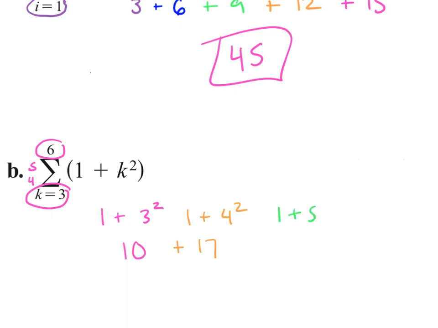What do we plug in next? So 1 plus 5 squared. 26. And then lastly, what do we plug in? 6. 1 plus 6 squared? 37. Then we just add them all together. 10 plus 17 plus 26 plus 37.